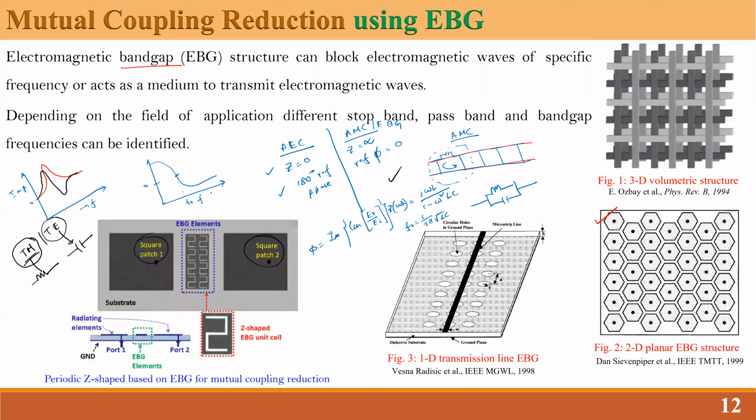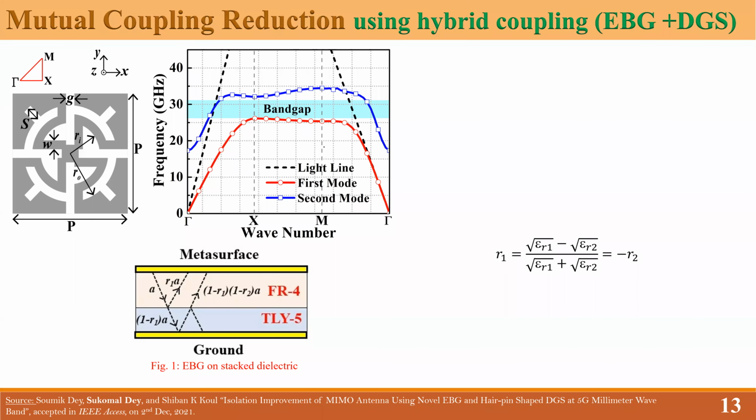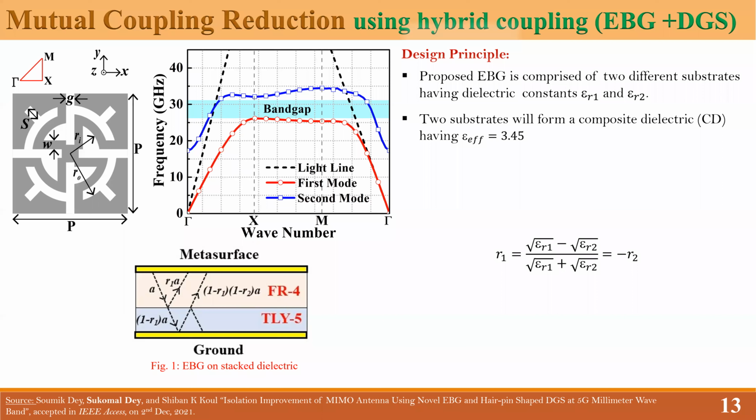Now let me go to the next phase. We proposed one of the EBG structures, which I'm showing you here. First, you would like to see the performance of the EBG structure with the help of a dispersion diagram. Here you compare your modes with the light line. You see your first mode and the second mode, and in between them you get a gap. That gap in terms of frequency gives you a band gap. The idea is that over the band gap you ideally get infinite impedance.